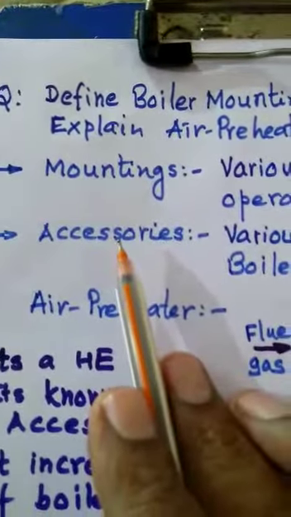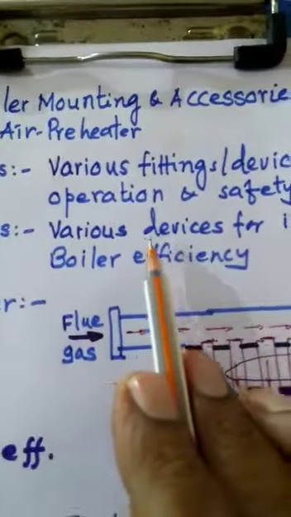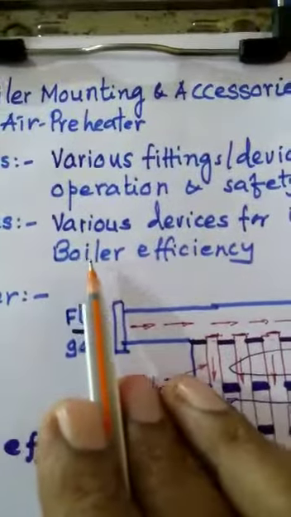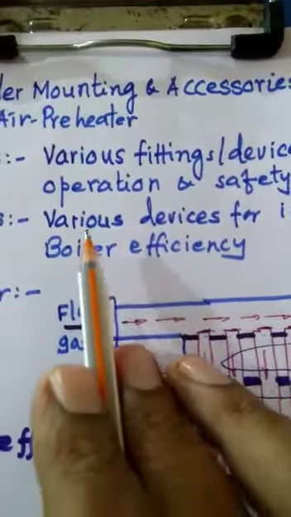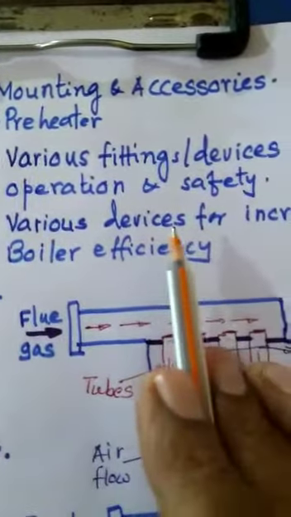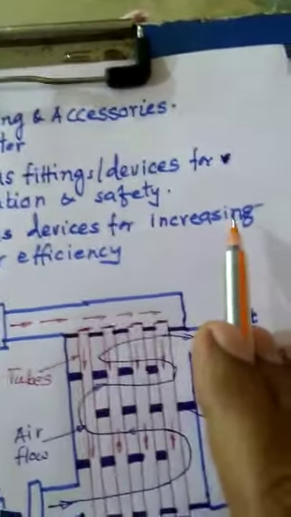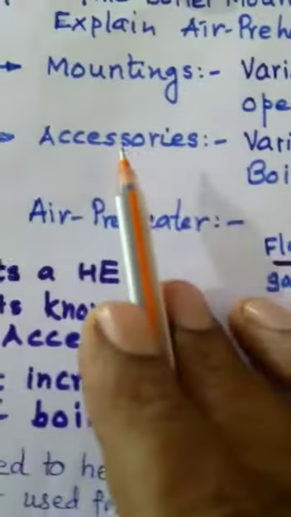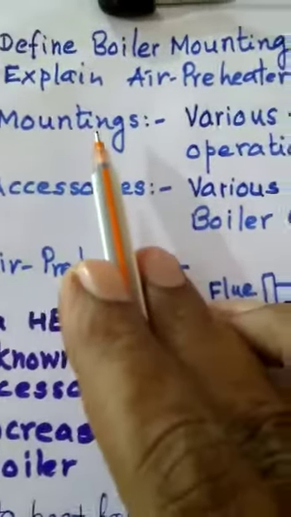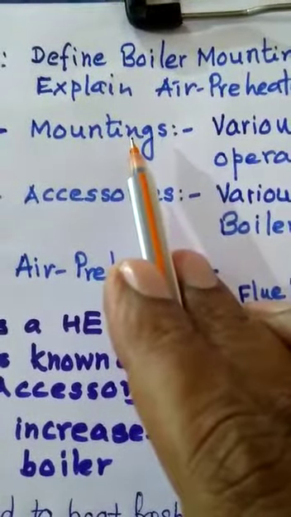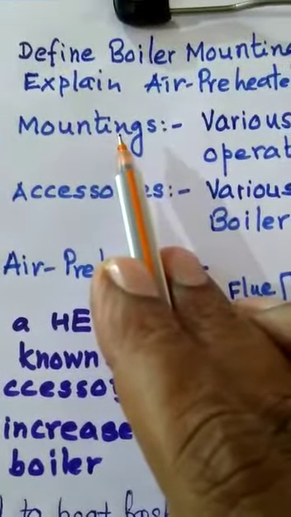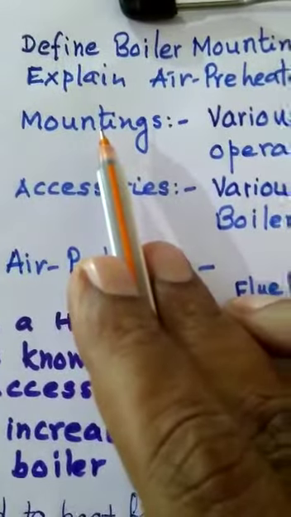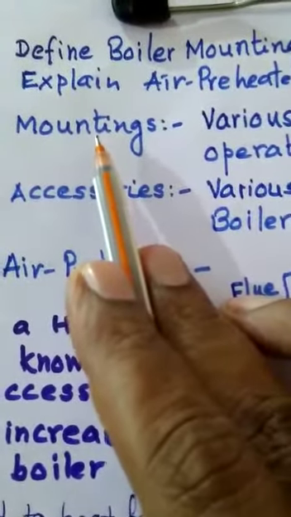Coming to the accessories, again, various devices required for increasing the efficiency of the boiler. Various devices required for increasing the boiler efficiency, they are known as what? Accessories. Now, one or two examples of mountings: water level indicator, steam stop valve, feed check valve, fusible plug, pressure gauge, temperature gauge. These are nothing but mountings.